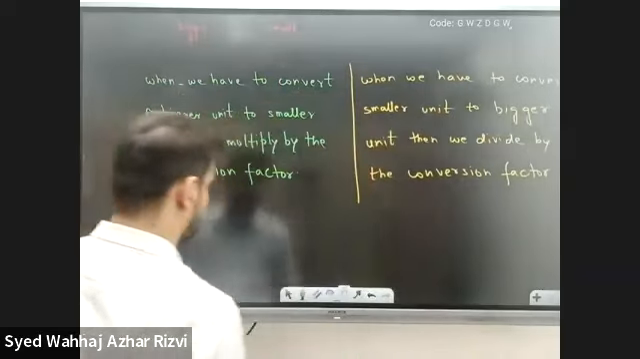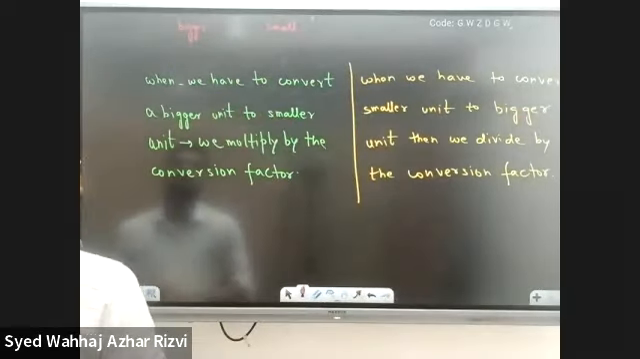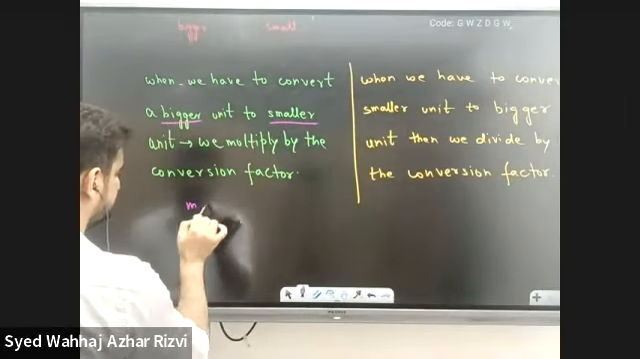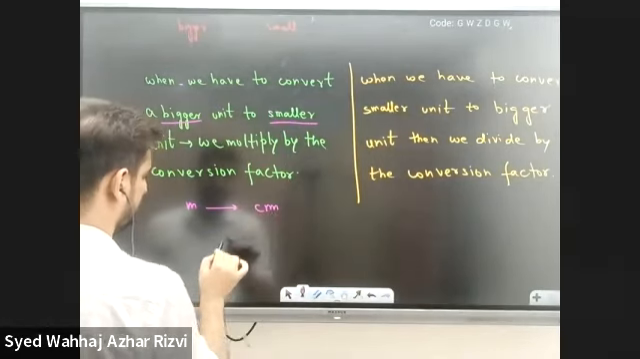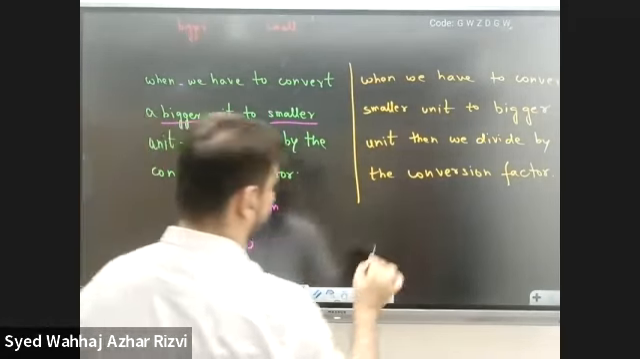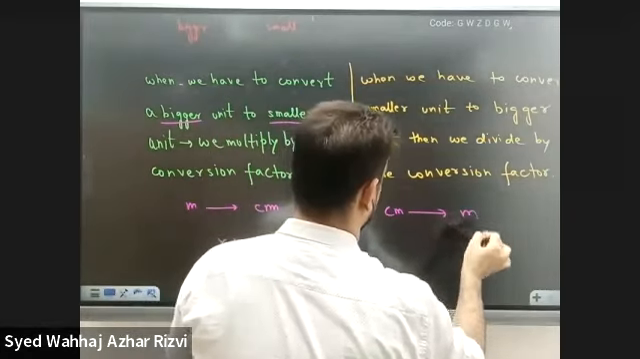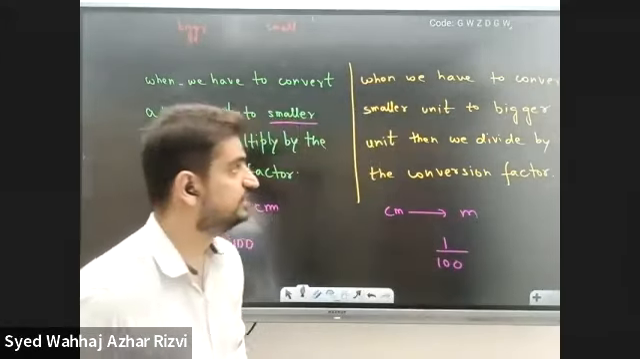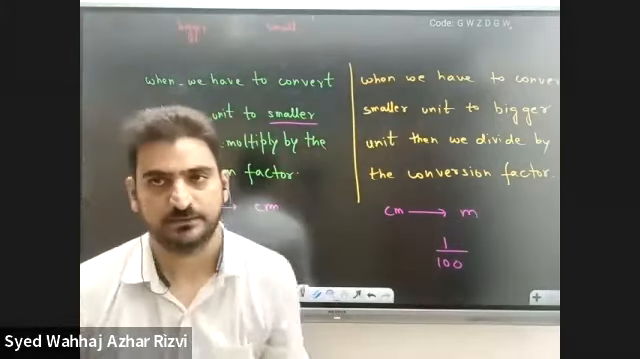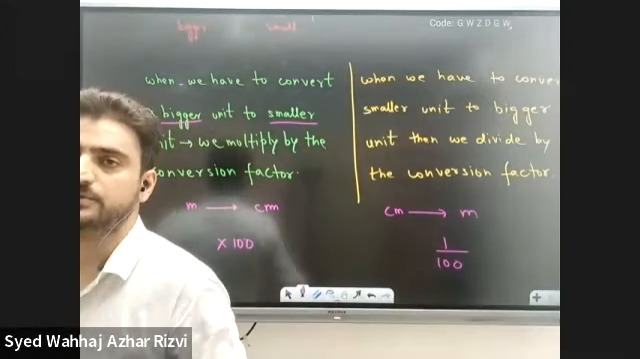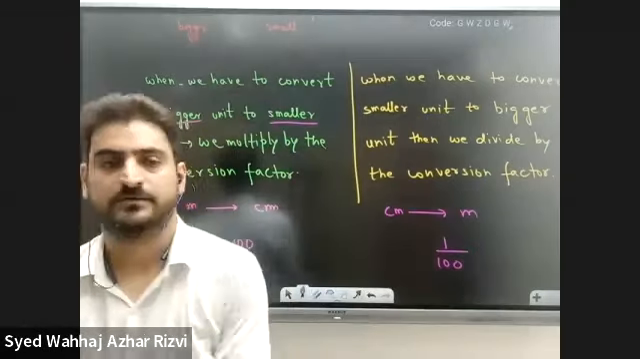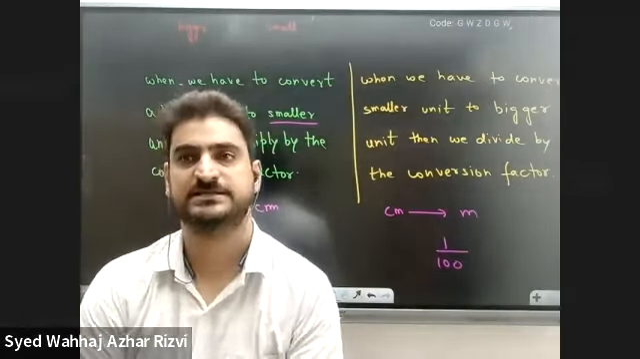So if we have to convert a bigger unit to a smaller unit, like meters to centimeters, then we multiply by 100. And then when we have to convert centimeter to meter, we have to divide by 100. Got it? If you want to write it down, go ahead. Be my guest, write it down, then we are going to move ahead. Okay, write it down. I'm giving you 2 minutes for that.